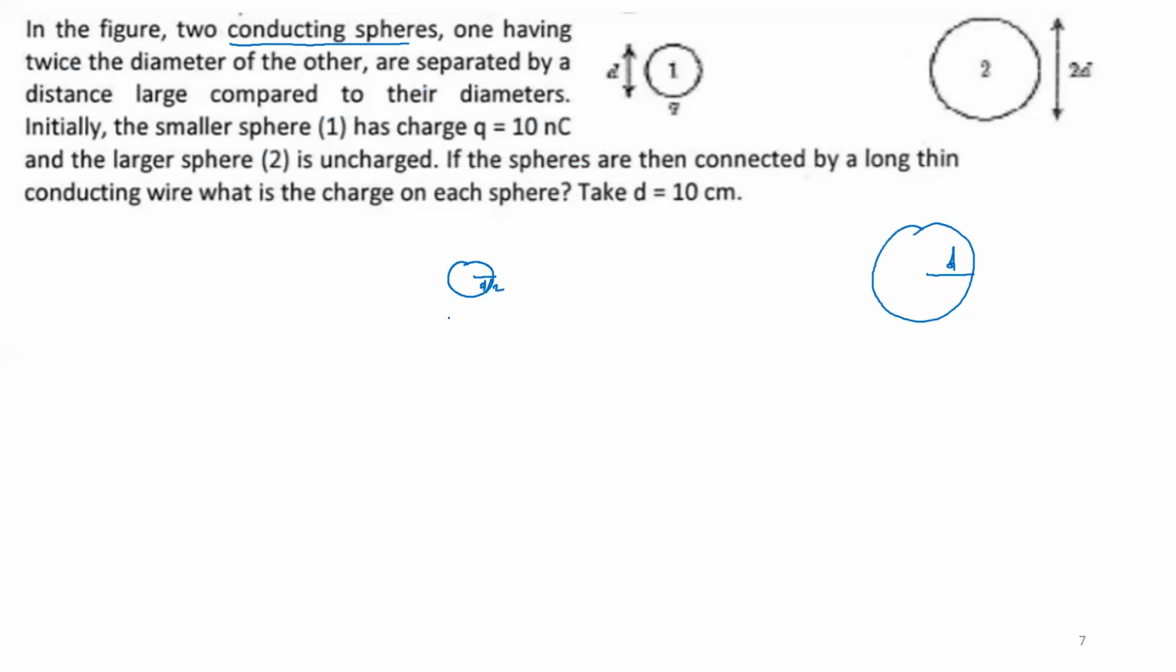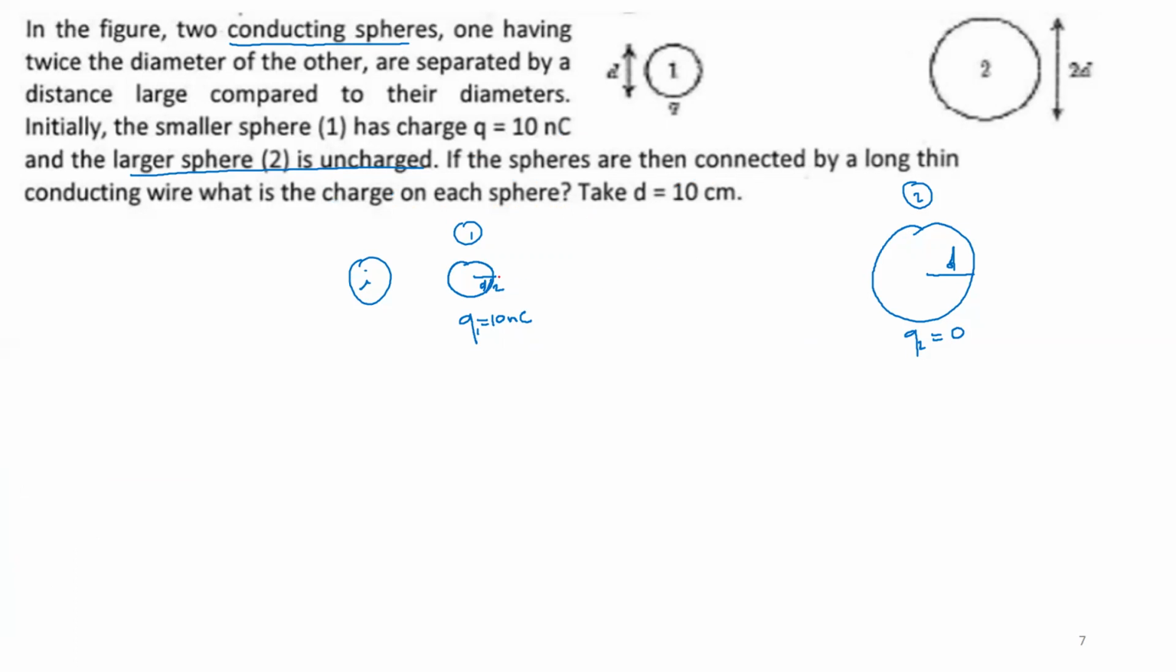Initially, the smaller sphere has a charge Q1, which is 10 nanocoulomb. And the larger sphere, sphere 2, is uncharged, Q2 is 0. So this is initially. Now, the question is, if the spheres are then connected by a long thin conducting wire, what is the charge on each sphere? This is a very important problem, okay?